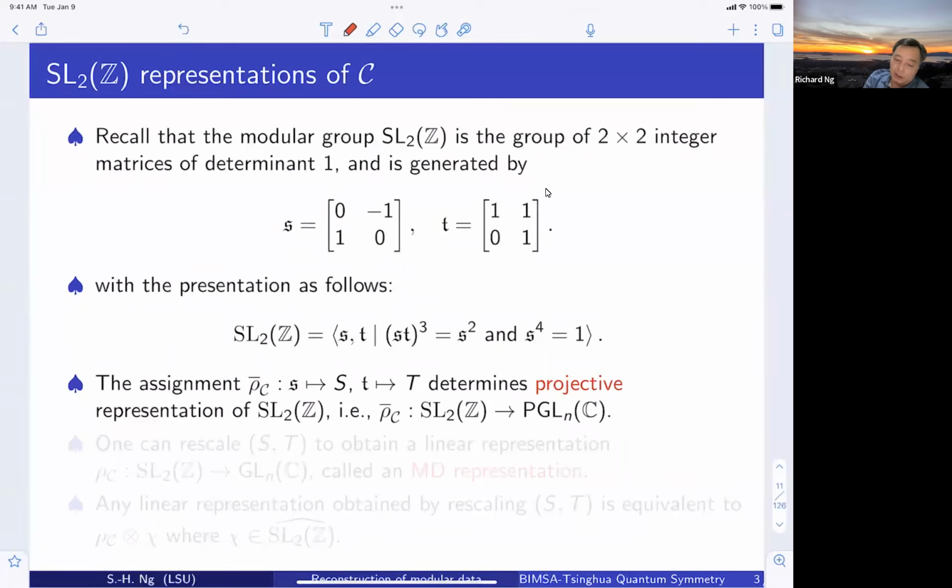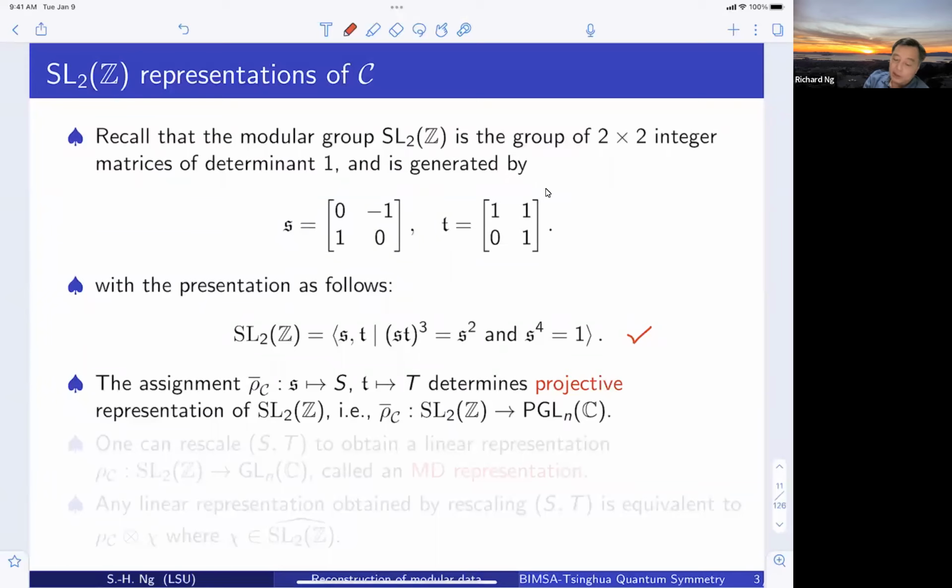So this inversion of order 4 is sent to the capital S, and this translation T is sent to the T matrix of the modular tensor category. This assignment can extend to a group morphism from SL2C to PGLnC. So this is actually a projective representation. Or the other way to say it is S and T satisfy these relations projectively. So therefore, you have such a projective representation.